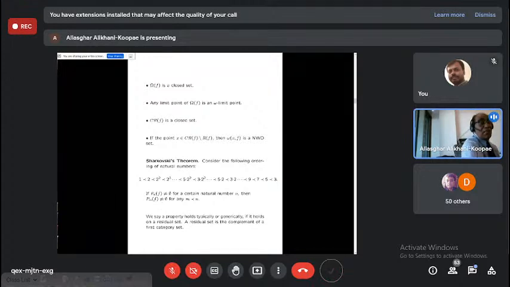Omega(f) is a closed set, the set of non-wandering points of f. Any limit point of the set of non-wandering points of f is an omega limit point. The set of chain recurrent points of any continuous function is a closed set. And of course, if x is a point which is in the chain recurrent set but is not a recurrent point of f, then in that case omega(x, f) is an overdense set.